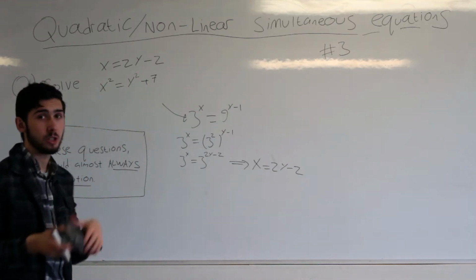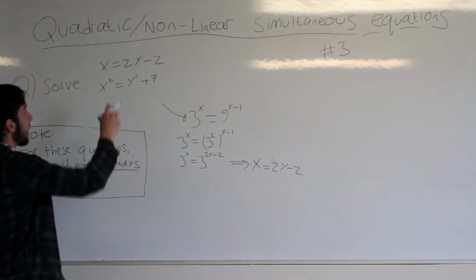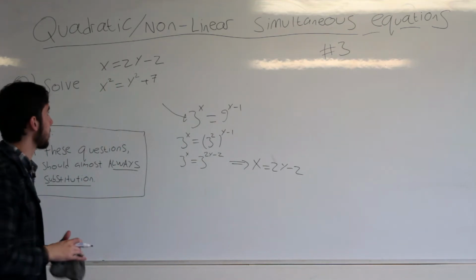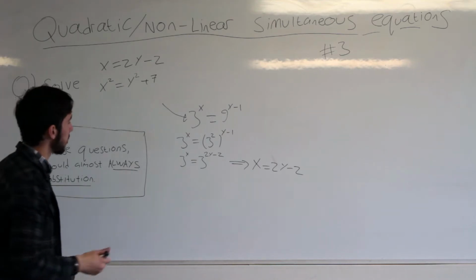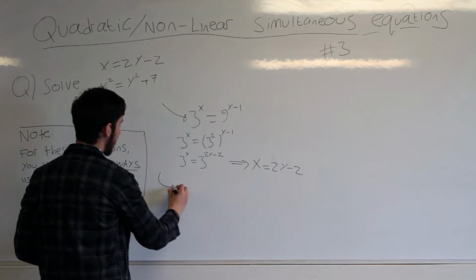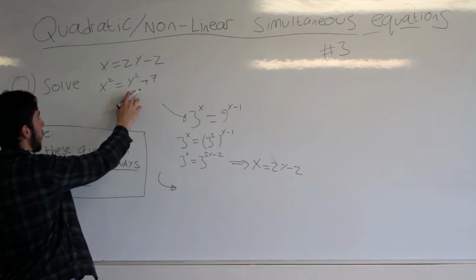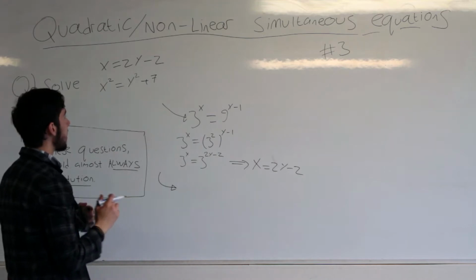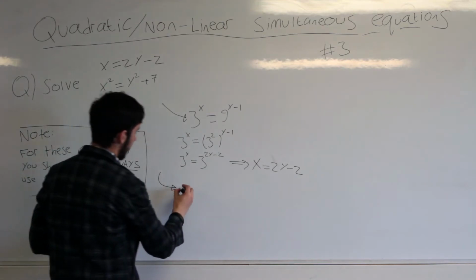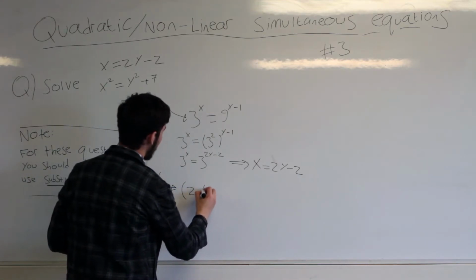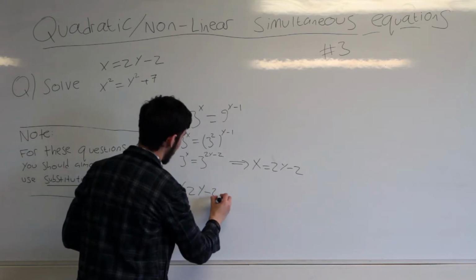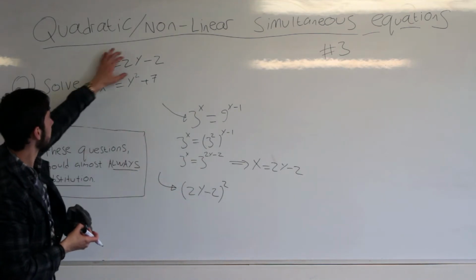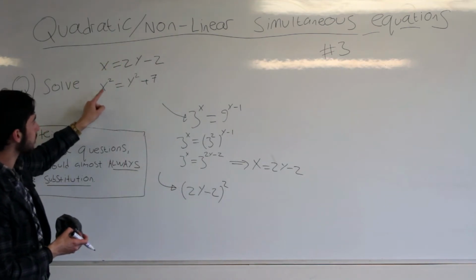Now, guys, we can use substitution. We already have what x is equal to. It's given to us. So let's use x. x is equal to 2y minus 2, which means if we use the second equation, x squared equals y squared plus 7, we can do something absolutely glorious. We can substitute x, which is 2y minus 2, and that needs to be squared, doesn't it? Because x is 2y minus 2, but we have x squared.